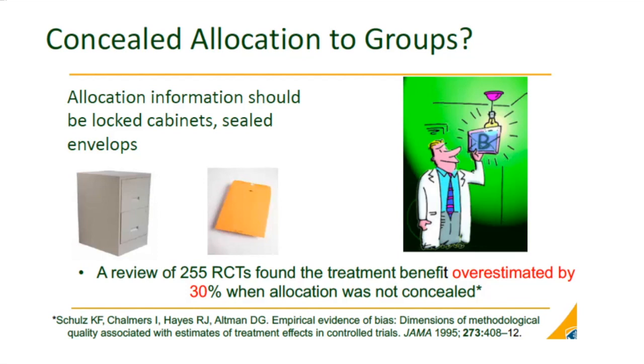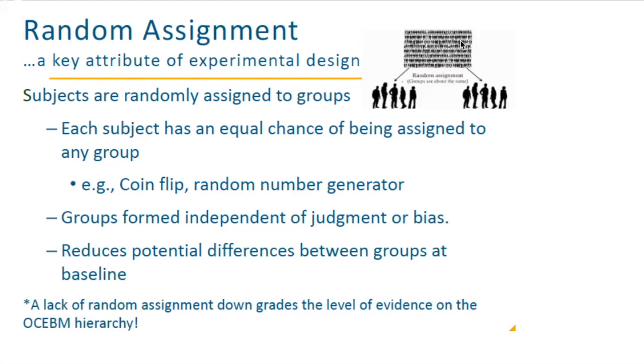So what that does, if the allocation is not concealed, and if you're a researcher and you are measuring two groups against each other and you know which group was what, you may have your own bias and you may slightly score things a little bit differently, and you may not even be aware that you do that. Okay, so it's important to keep that group allocation information separate from the study researchers and those who are analyzing the data and delivering the intervention if possible. It's not always possible.